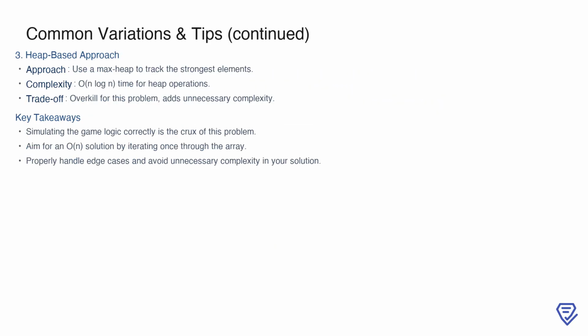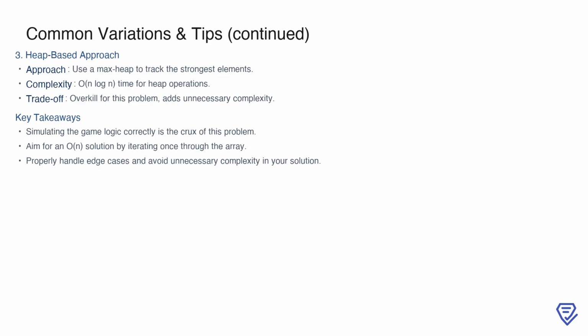Another potential approach involves using a heap-based method, where a max heap tracks the strongest elements. However, this adds unnecessary complexity to the problem, with a time complexity of O(n log n) due to heap operations. For this particular challenge, such an approach is generally overkill and should be avoided unless specifically requested. The key takeaways here are to simulate the game logic correctly and aim for an O(n) solution by iterating through the array just once. Make sure to properly handle edge cases like arrays with all identical elements, arrays of size 1, or when k exceeds the array length.